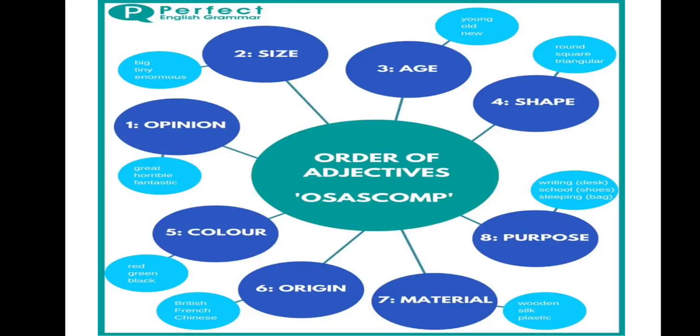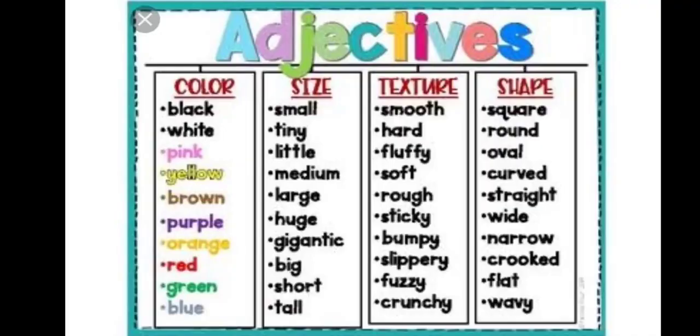Okay, so all these are the different order of adjectives. You can note it down in your notebook. So here you have a few more adjective examples on the basis of color, on the basis of size, texture, and shape. You can go through the slide, read the words, and find out more words which come under all these categories.